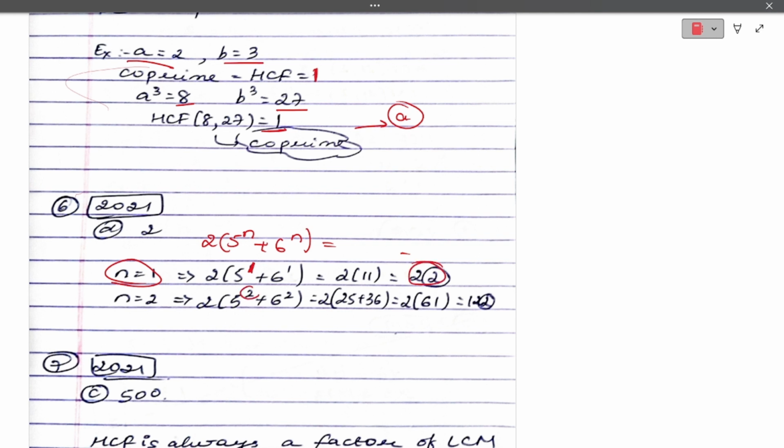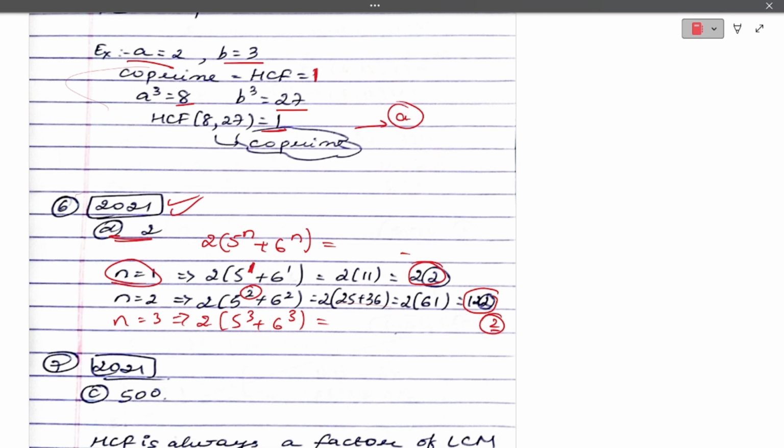When you substitute n is equal to 2, you will get 122. So when you substitute n is equal to 3, we get 2 into 5 cube plus 6 cube, which again corresponds to some number ending with 2. So it ends with 2. That means it corresponds to option D, again asked in 2021.